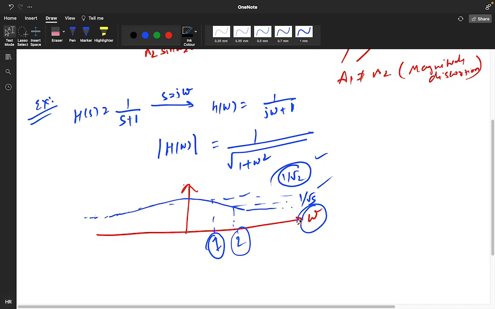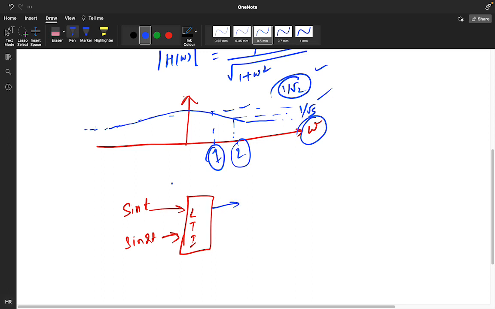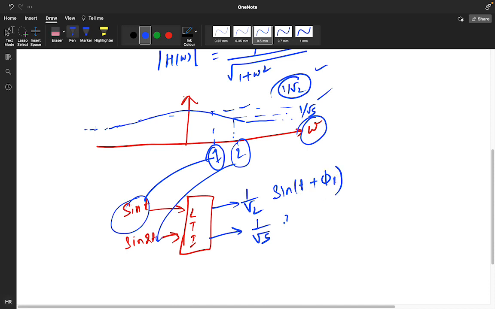Okay, so if you want to write it in the form of an LTI system, this is your LTI system. You are giving sine t, and you are giving a different input sine 2t. At this frequency you are getting a magnitude of 1 by root 2, and here you are getting a magnitude of 1 by root 5. The same thing is written here, sine t, but with some angle phi 1, and sine 2t with angle phi 2. So these values are different, different magnitude multipliers, so this is making a distortion.